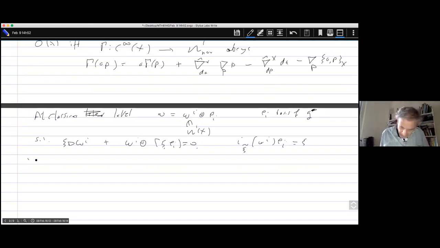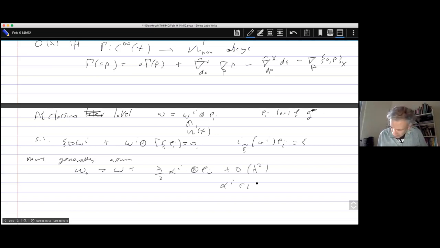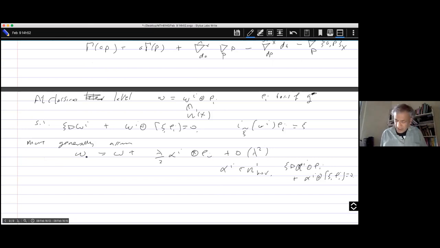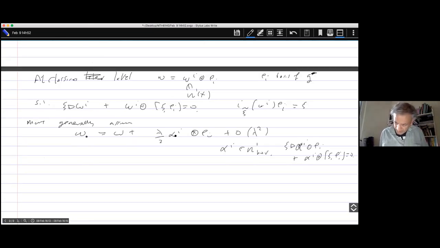More generally, we can consider omega bullet to be omega classical plus an order lambda over 2 part, alpha I tensor E_I, plus O of lambda squared. Here we need alpha I horizontal, and we need it equivariant. So we can have a little bit more data than purely classical. We don't have to, but we can have a non-zero alpha here.